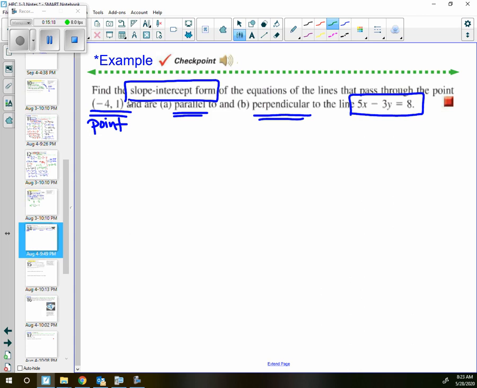So I'm giving you a point. We always seem to have a point. We know a location, but we need slope. If we know it's parallel or perpendicular, that has to do with slope. So somehow from this information, we need to figure out slope, right? So let's take a look at this last part.